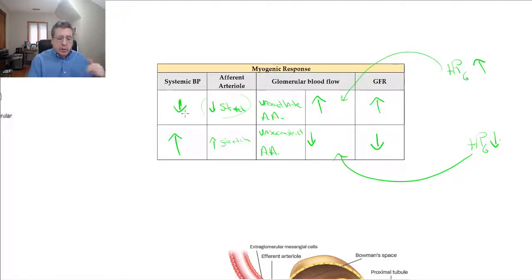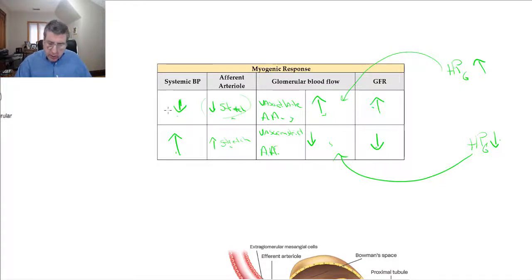Okay? So decrease in blood pressure, decrease in stretch. That causes dilation of the afferent arteriole, which increases the blood flow, which increases the hydrostatic pressure, which increases GFR. If you have an increase in systemic blood pressure, you have an increase in stretch, vasoconstriction, which decreases the blood flow, decreases hydrostatic pressure, decreases the GFR. All right? So now we have that one.